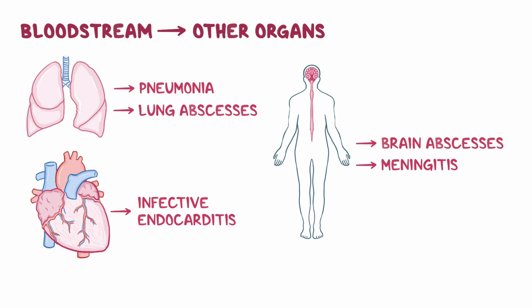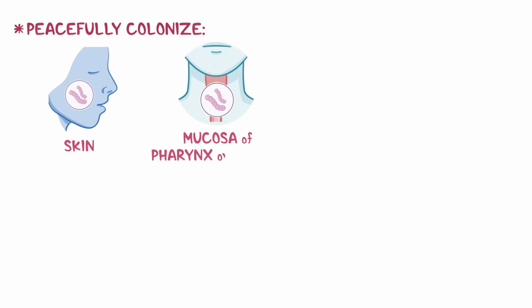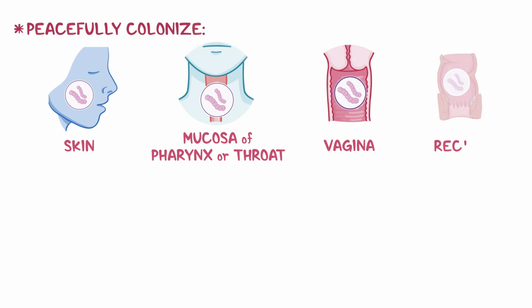Surprisingly, despite all that powerful arsenal, strep pyogenes can actually peacefully colonize the skin, the mucosa of the pharynx or throat, the vagina, and the rectum. It doesn't do any harm so long as the immune system keeps them in check, restricting their growth and preventing them from spreading somewhere else in the body.